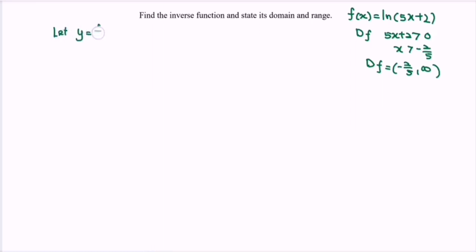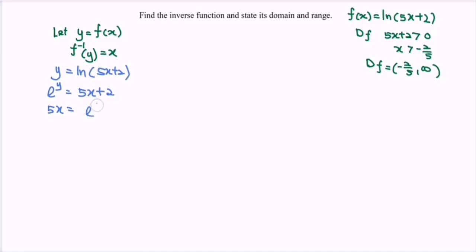Focus on the inverse function. Let y equal f(x). f inverse of y gives x. So let's begin. y equals ln(5x + 2). Exponentiate both sides. So we have e^y equals 5x + 2. Kindly rearrange. Do remember, express x as the subject. So we have 5x equals e^y minus 2. x equals (e^y − 2) over 5. So the inverse would be f inverse of x equals (e^x − 2) over 5. So that would be the inverse function.